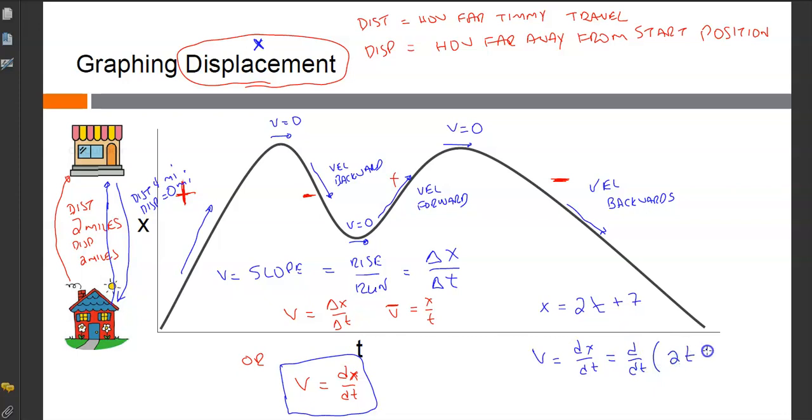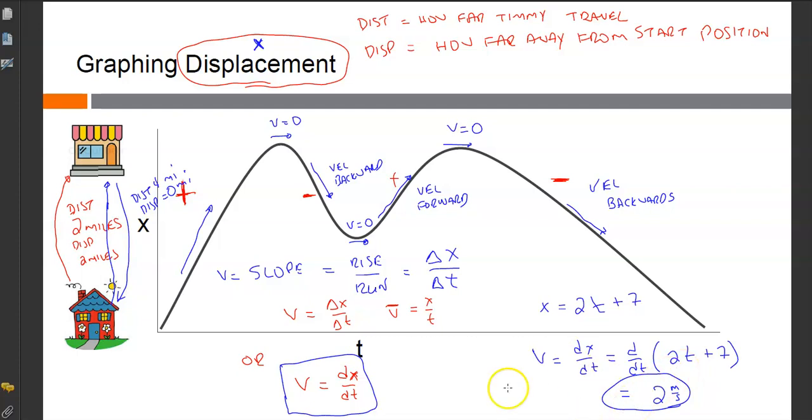Most of these are polynomials, so they're super easy derivatives to do. If I take the derivative of 2t plus 7, I just get a 2. His velocity would be 2, and that's understood to be meters per second. I left the units out up here just to keep it simple, but we'll tack on the meters per second there.